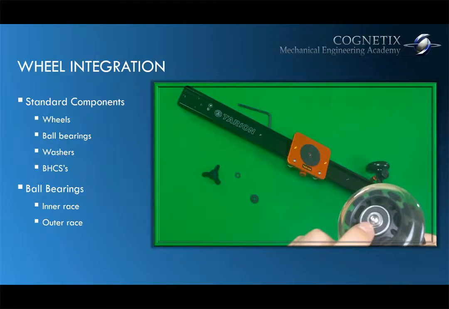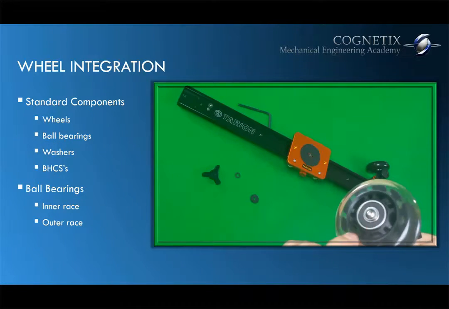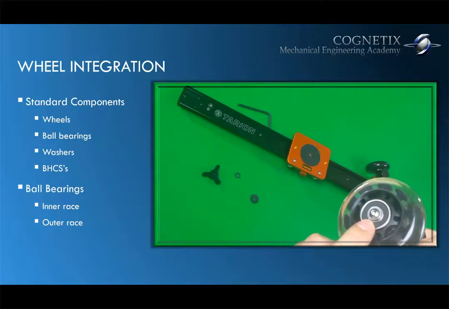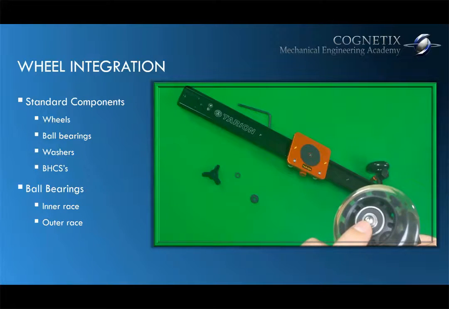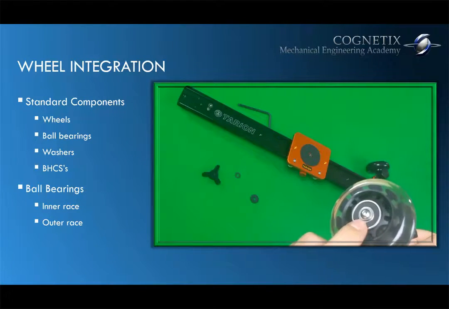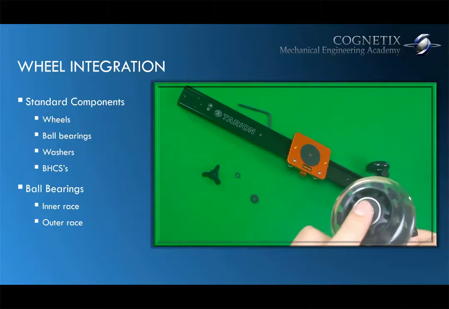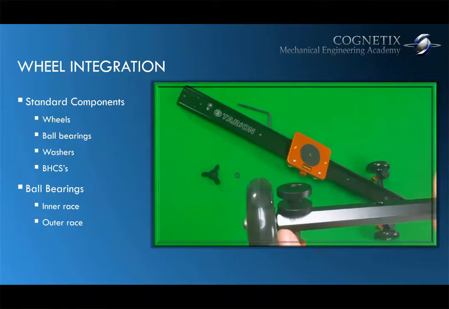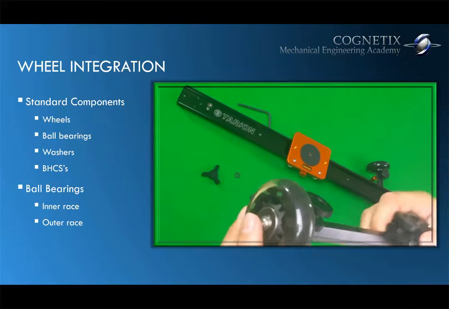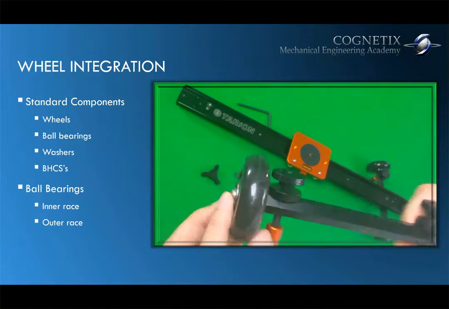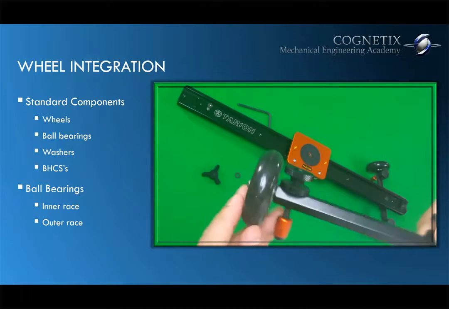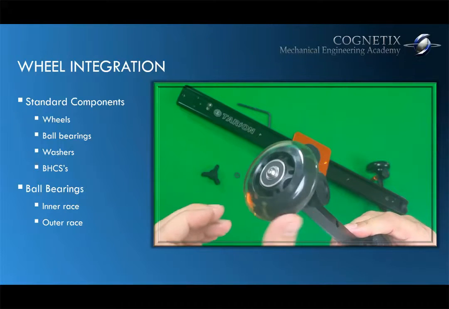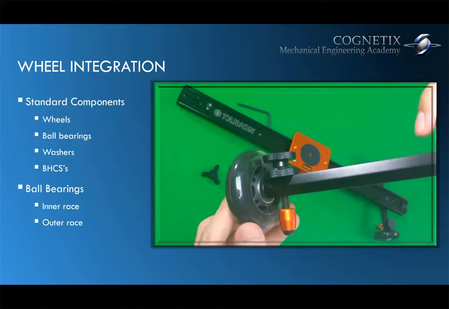So the inner race is fixed. When the wheel rotates, the inner race is not turning. And we accomplish that by tightening this screw through the washer, applying pressure onto the inner race. That secures the inner race all the way to here. So from this end to this end, the inner race of the bearings, of which there are two, there's another one here, do not rotate. The outer races of both bearings rotate with the wheel.